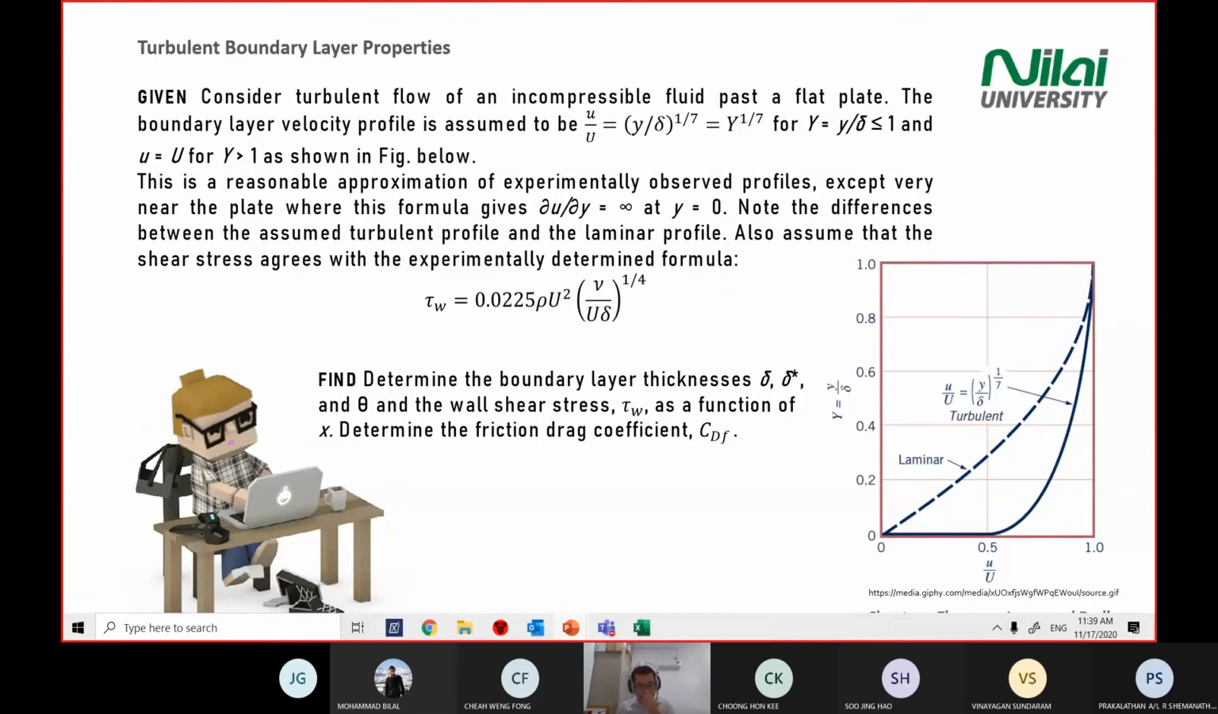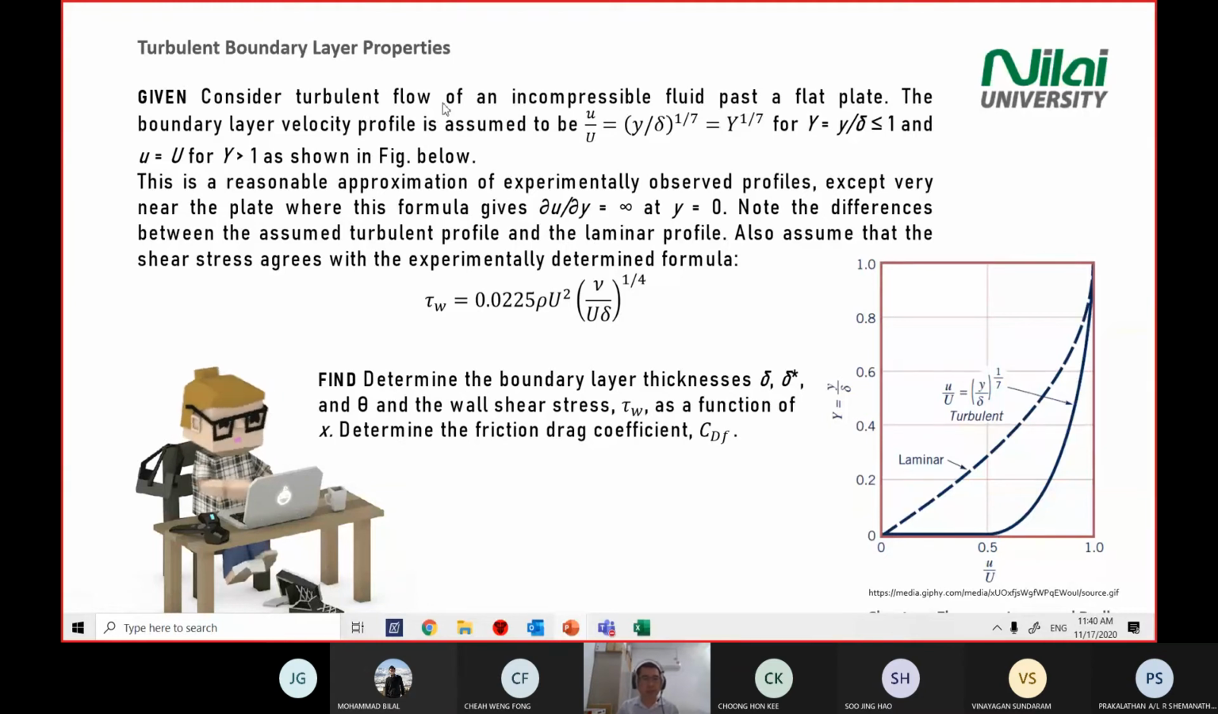Now, question 19 is a very long question with a lot of equations given. So we start by looking at the graph first. There is a graph given with two axes. On the vertical axis, capital Y equals y divided by your boundary layer thickness. And the horizontal axis is small u divided by big U, which is the ratio between the velocity profile inside the boundary layer and the upstream velocity. The dashed line will be laminar, and the other is turbulent flow.